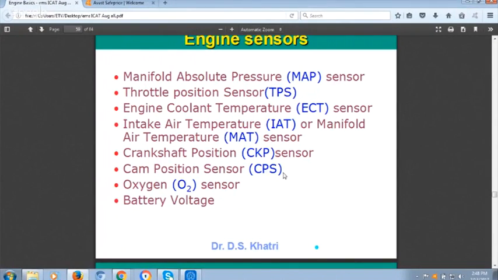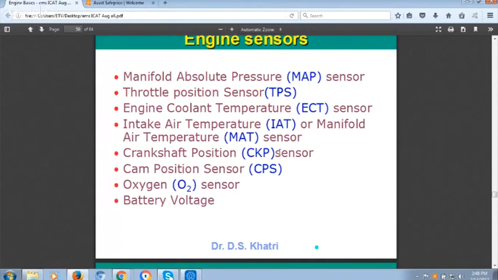This is the most critical. If any sensor is not working, the engine can survive, the engine can work. But if the crank position sensor is not working, the engine will not start. So this is the most critical, and from a design point of view also, this is the most critical sensor, the crank position sensor.